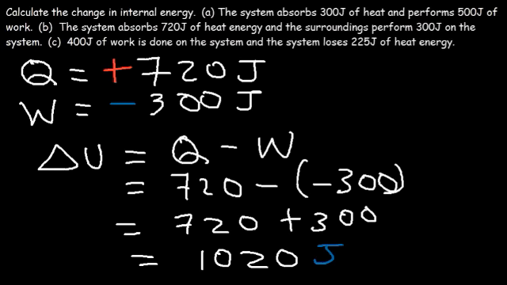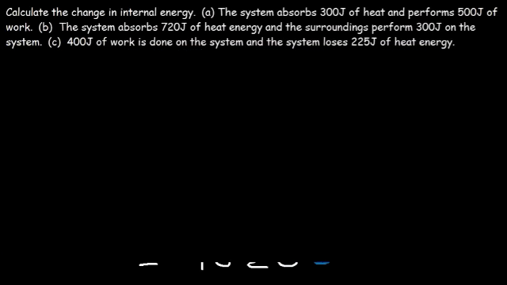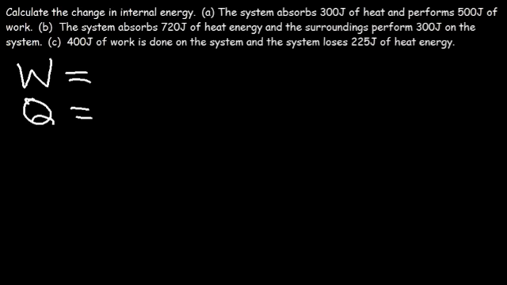Now what about part C? What is W in this problem and what's Q? 400 joules of work is done on the system. So is W positive or negative? Just like before, anytime work is done on the system, W is negative. Now the system loses 225 joules of heat energy. So Q is negative because heat went from the system to the surroundings. Anytime the system loses heat or releases heat into the surroundings, Q is negative.